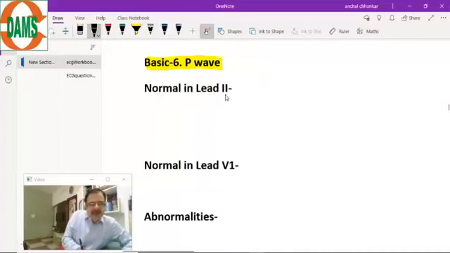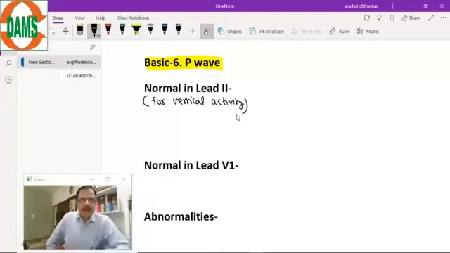normal in lead 2. So lead 2 detects the vertical activity. So for vertical activity in lead 2, the basic P wave is for the vertical activity. So normally this is the dimension of the P wave. Here is the dimension.